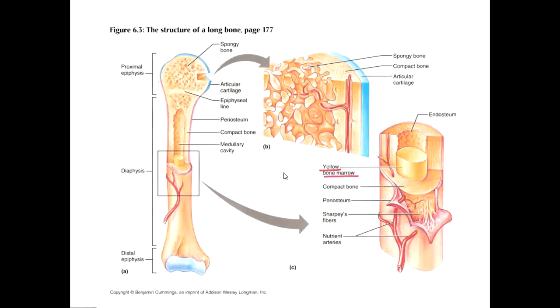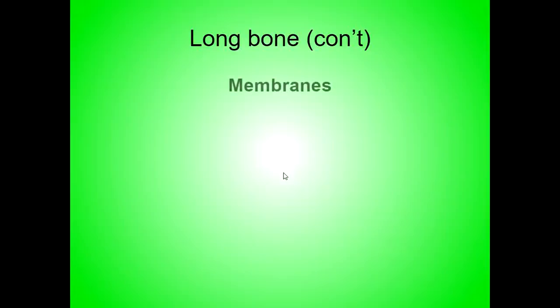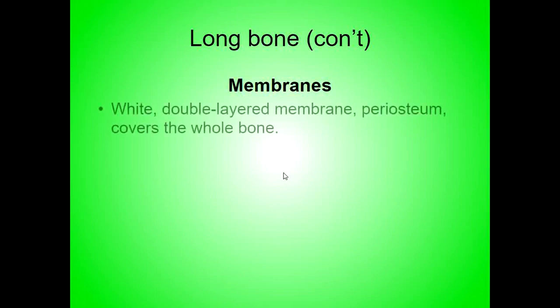So as we're going through this, feel free to pull up that PowerPoint in the Google Classroom, and you can look at these a little bit more closely as we're talking about some of these structures within a bone. So for bones, long bones have a membrane around them that is known as the periosteum, and it covers the whole bone. And I just showed you a picture of it.